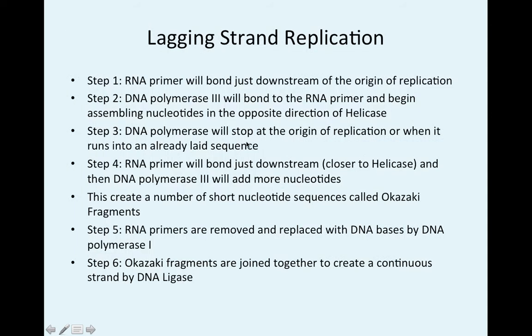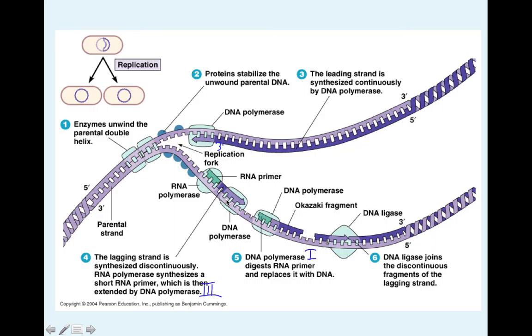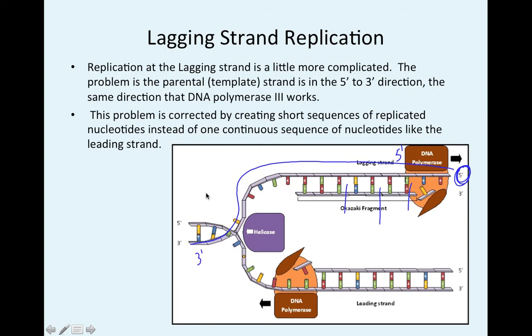DNA polymerase will stop at the origin of replication or when it runs into an already laid sequence, like we did here. Or, sorry, when it runs into this primer, it's going to stop. RNA primer will bond just downstream, closer to the helicase, and the DNA polymerase will add more nucleotides.